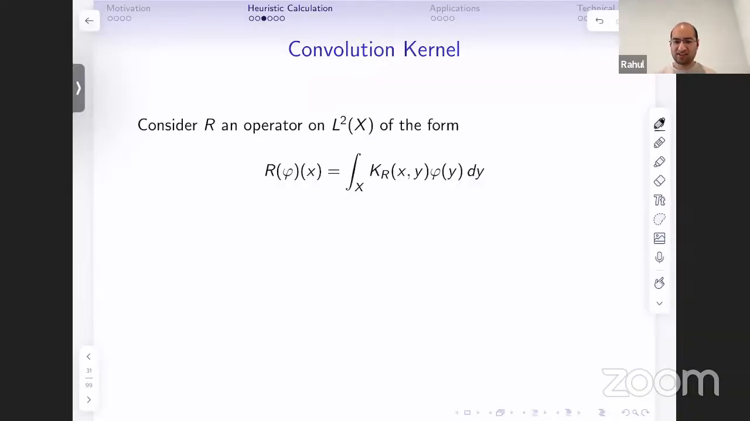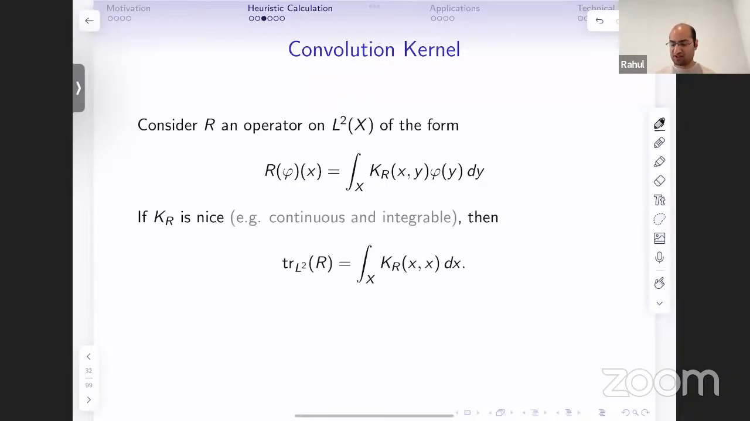We're going to take some L2 space, L2 of X, and consider R, an operator on this L2 space defined by: when you take R of a function phi and evaluate that function at a point x, you get this particular integral of some two-variable function K_R of x,y integrated against phi. The key point is that if K_R is nice enough, then the trace against L2 of the operator R is just going to be the integral along the diagonal of this function K_R.